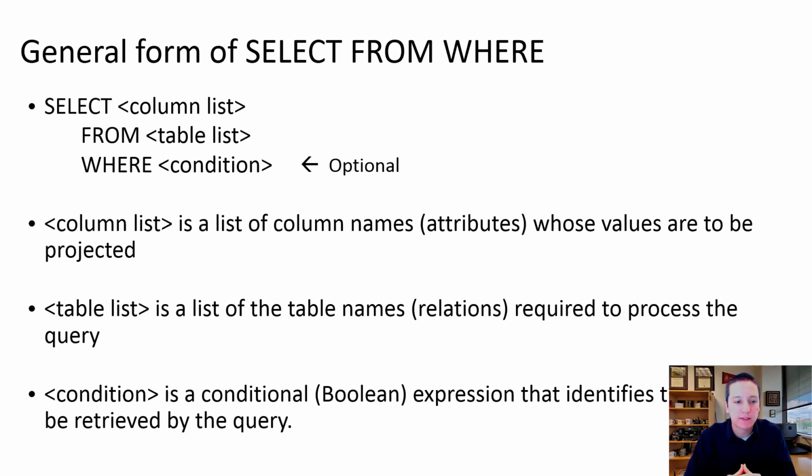So column list is this comma-separated list of columns or attributes that we want to project. Table list is a comma-separated list of tables or relations that we're using in the query. And then condition is a Boolean expression that identifies the rows that are to be retrieved by the query.